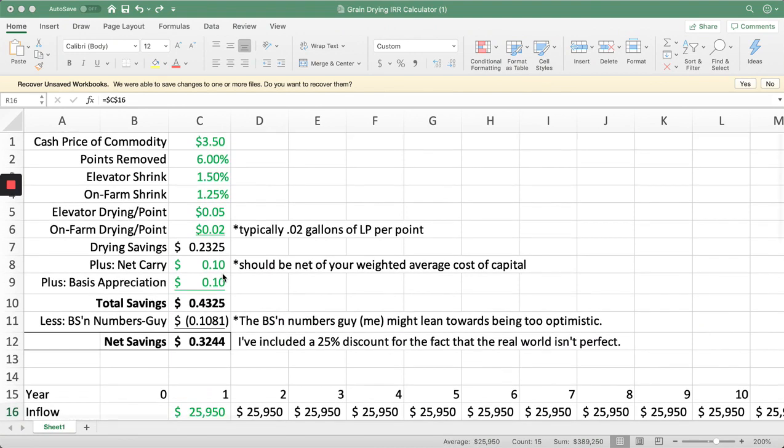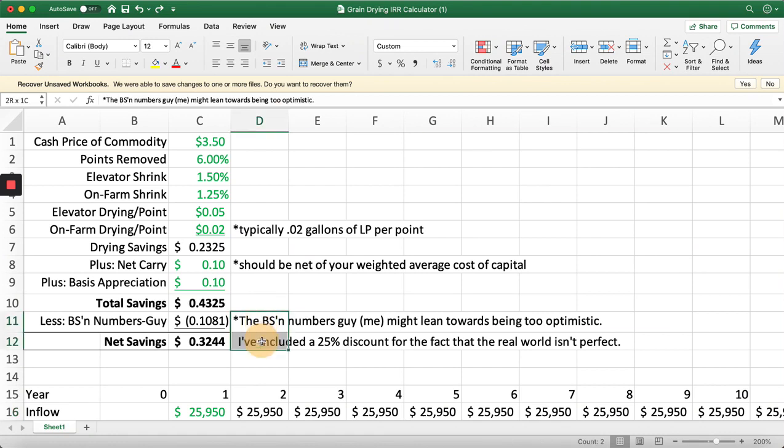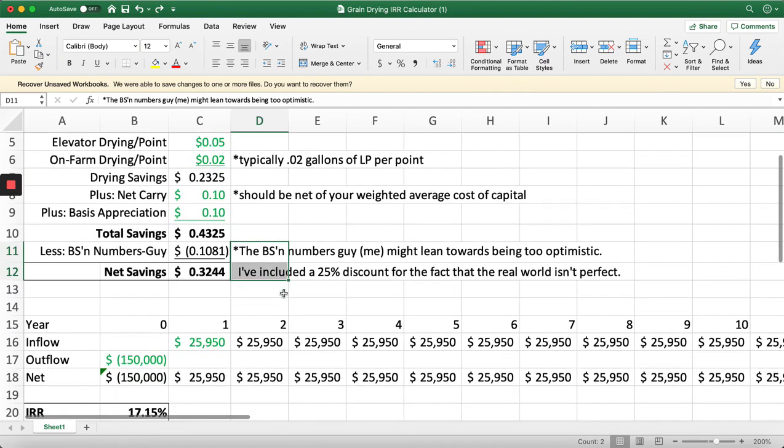And their plan, they have one of these bins in place. They put 20 to 22% moisture corn in there and dry it down to 15 to 16%. So I put a lot of assumptions in here on shrink and drying and carry and basis. And then because I'm kind of the bullshit numbers guy that likes spending other people's money, I may be overly optimistic in some of this. And so I gave us a 25% discount there on what the actual benefit would be.